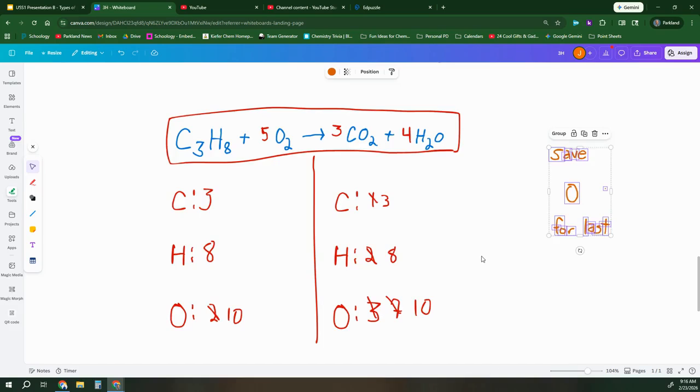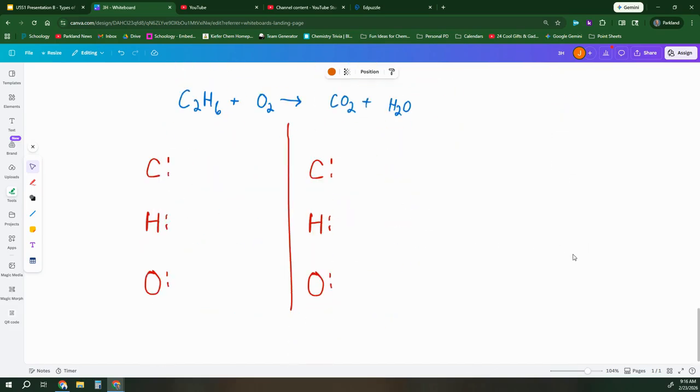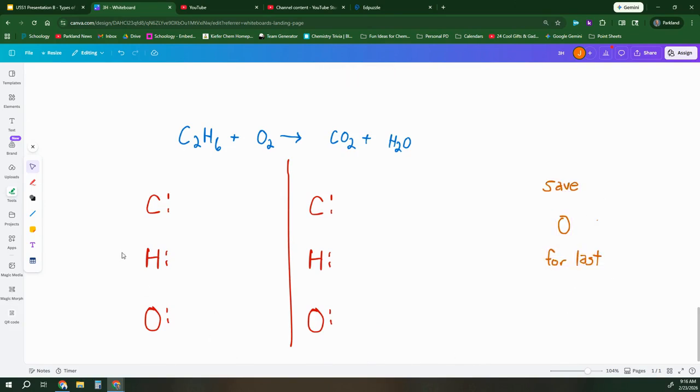However, this problem is a slightly more difficult problem. I'm again going to remind myself to save oxygen for last, and I'll do my initial count. 2 carbons, 6 hydrogens, and 2 oxygens on the left, 1 carbon, 2 hydrogens, and in total, 2 and 1, 3 oxygens. Again, we're going to save oxygen for last. I'll do carbon first. 2 times 1 gives me 2. Oxygens, we have 4 here and 1 here. So in total, 5 oxygens.